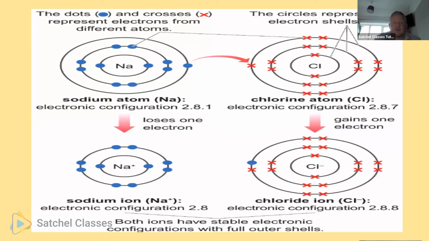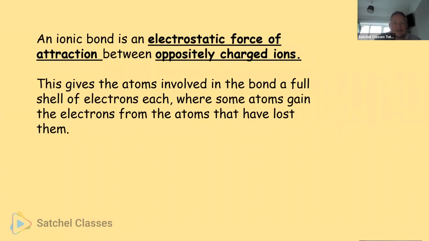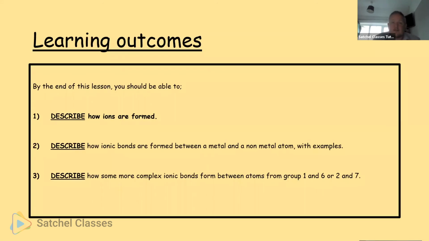So, what is an ionic bond? The ionic bond is literally the electrostatic force of attraction between oppositely charged ions. It gives the atoms involved in the bond a full shell of electrons each, where some atoms have gained electrons from the atoms that have lost them. And that's our second outcome. Describe how ionic bonds are formed between a metal and non-metal atom with examples.